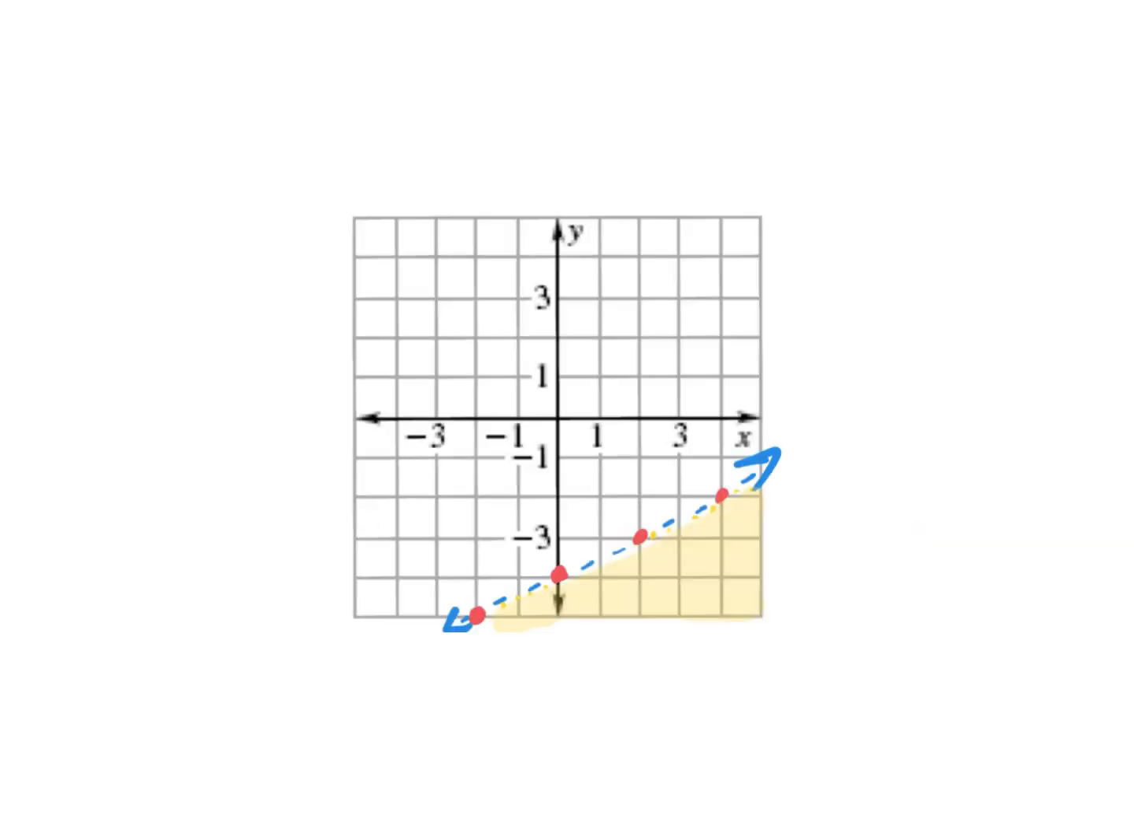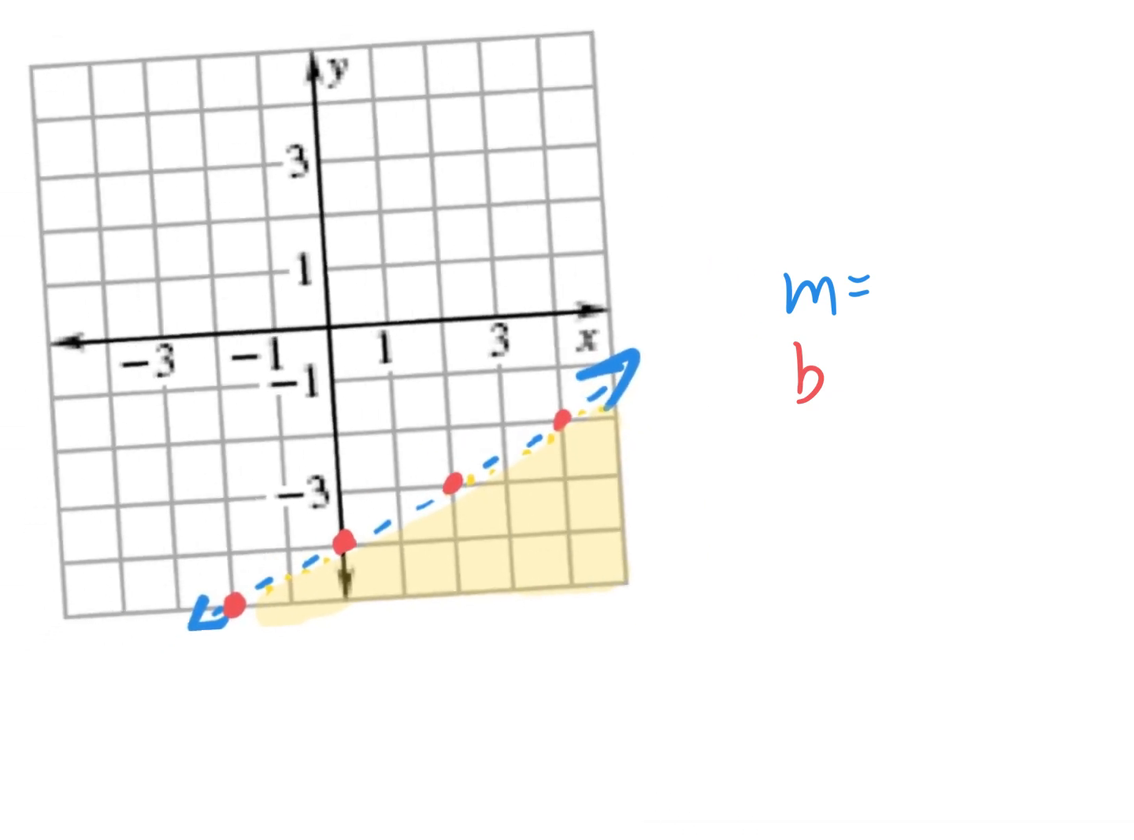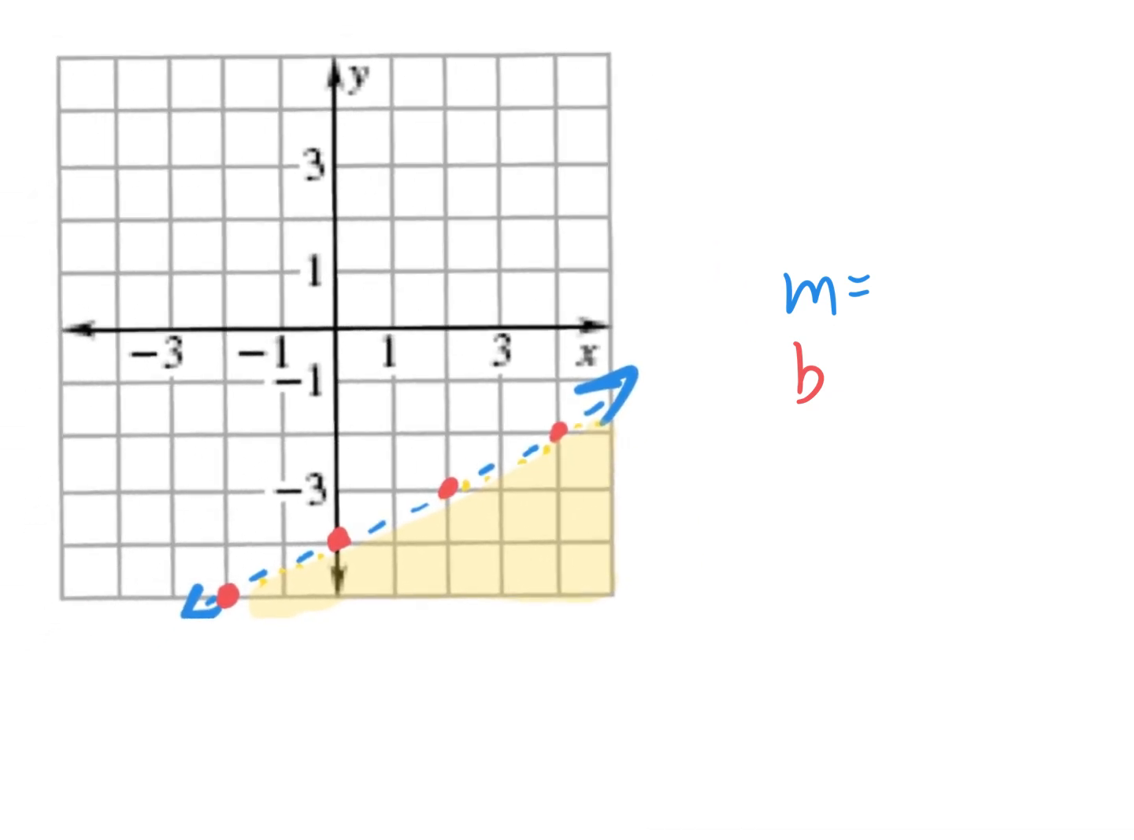Let's try another. So on this one, again, we need to find the m value and the b value. The m value from left to right is up 1 over 2. So the m value is rise 1, run 2. That's your m. The b value crosses at -4. -1, 2, 3, 4.